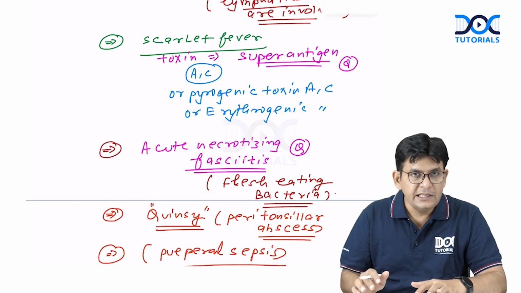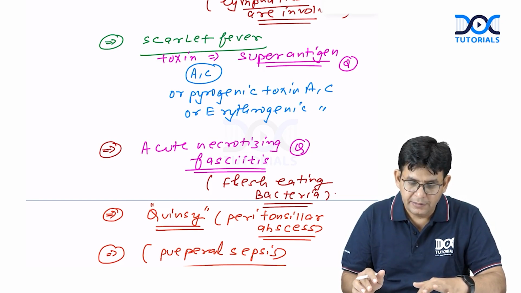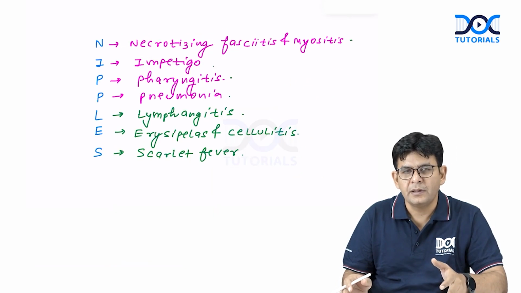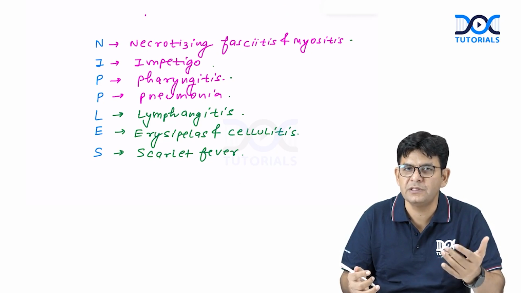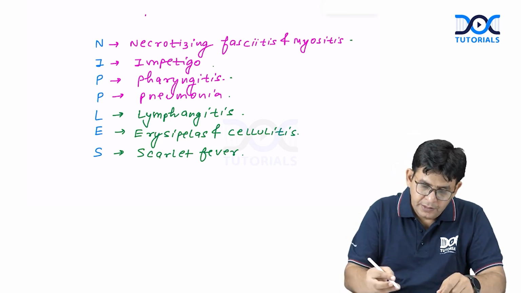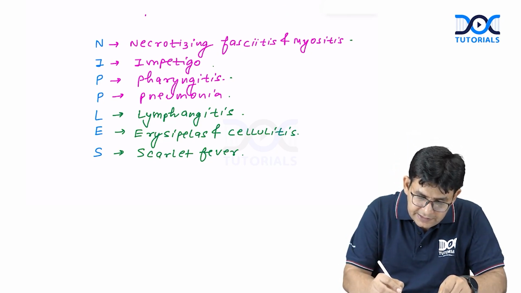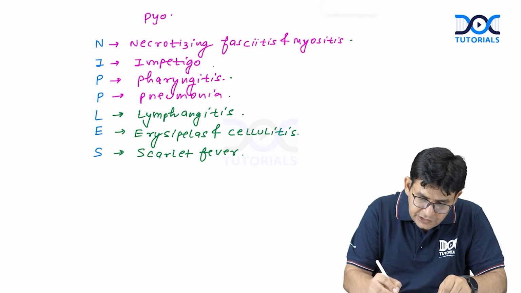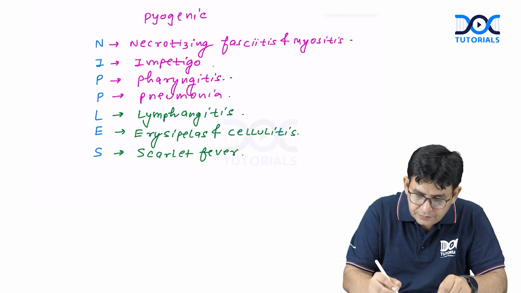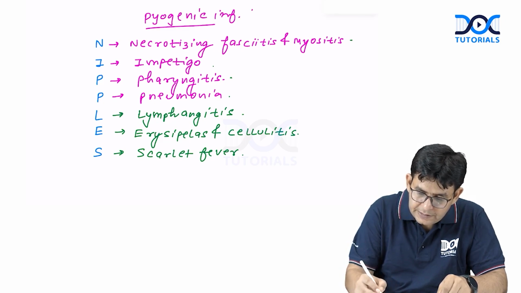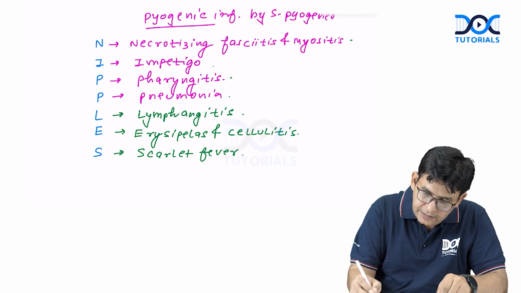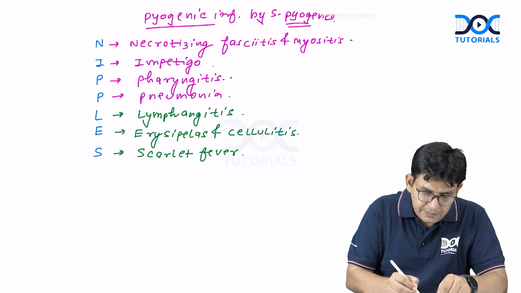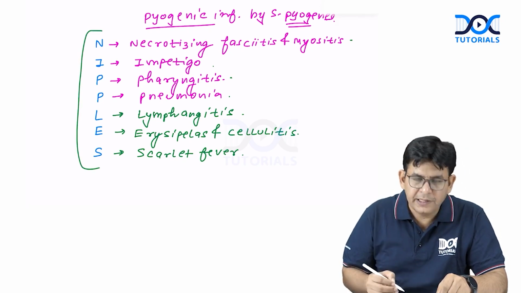To make your journey easy in this, let's see a mnemonic, and that mnemonic will give you some sort of easiness to remember the things done by Streptococcus pyogenes, the pyogenic infections. Now, these are the various pyogenic infections done by Streptococcus pyogenes. Okay, in a nutshell. So remember these particular names by a mnemonic: NIPPLES.